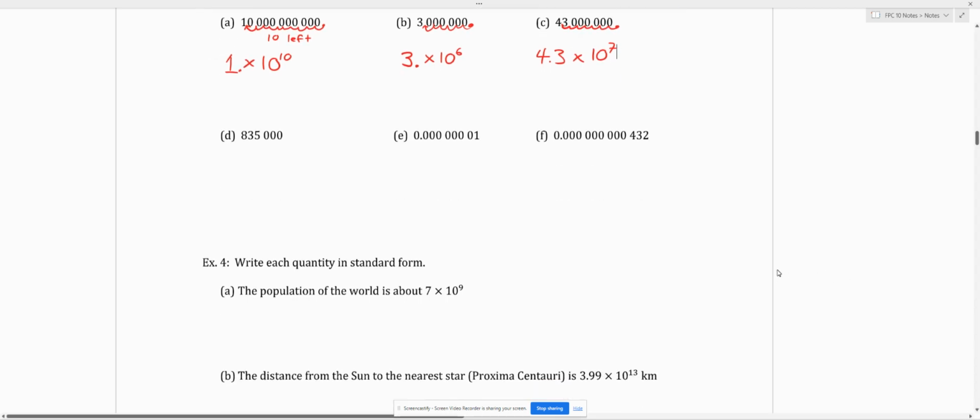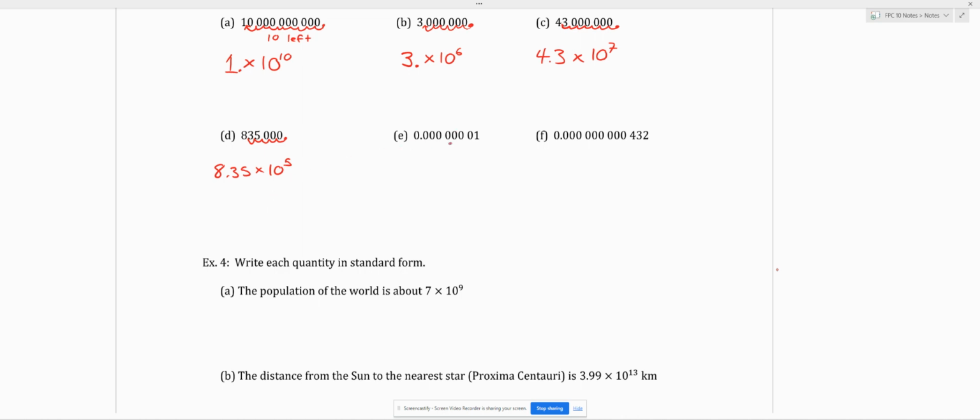Let's try one with a few more digits, like 835,000. Again, let's move our decimal 1, 2, 3, 4, 5. So now I have a new number of 8.35. And then how many times did I move it? 10 to the 5.